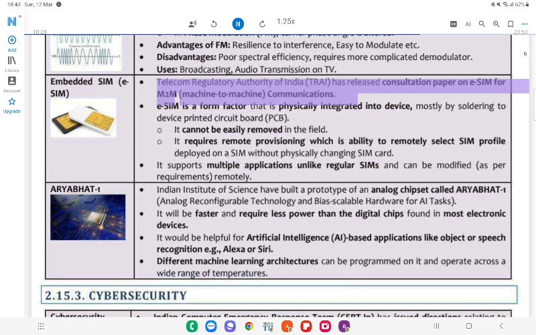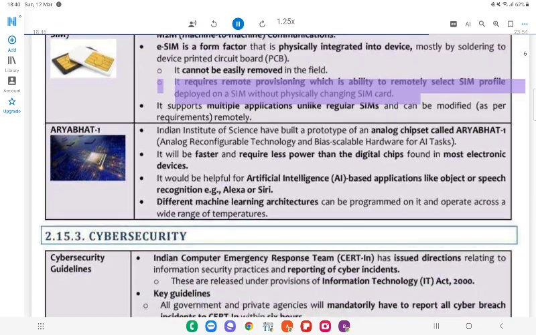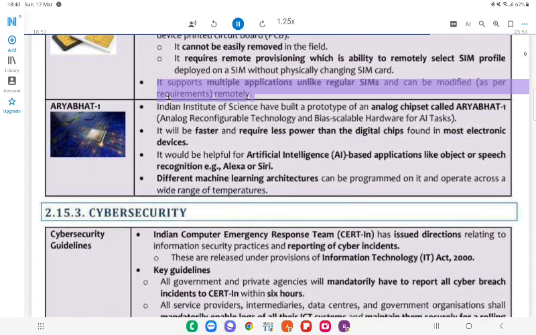Telecom Regulatory Authority of India (TRAI) has released a consultation paper on ESIM for M2M (machine-to-machine) communications. ESIM is a form factor that is physically integrated into the device, mostly by soldering to the device printed circuit board (PCB), or it cannot be easily removed in the field. Or it requires remote provisioning, which is the ability to remotely select the SIM profile deployed on a SIM without physically changing the SIM card. It supports multiple applications unlike regular SIMs and can be modified as per requirements remotely.